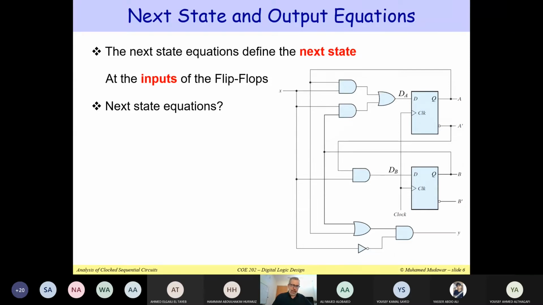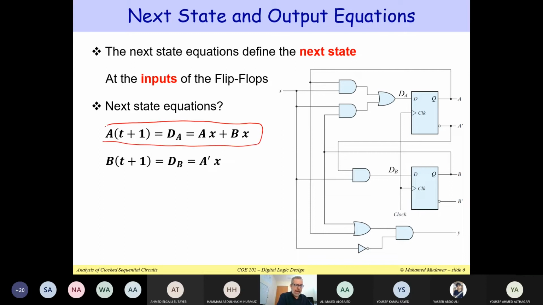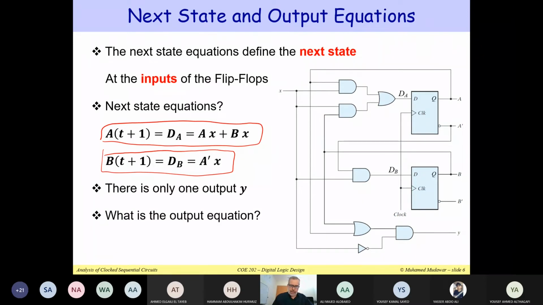So now we understand this. We define here the next state: A at t plus 1 is nothing but DA, given by this equation, and B at t plus 1 is nothing but DB, given by this equation. So these are the next state equations. We have obtained the next state equations for this sequential circuit. And there is only one output Y. We can obtain the output equation.